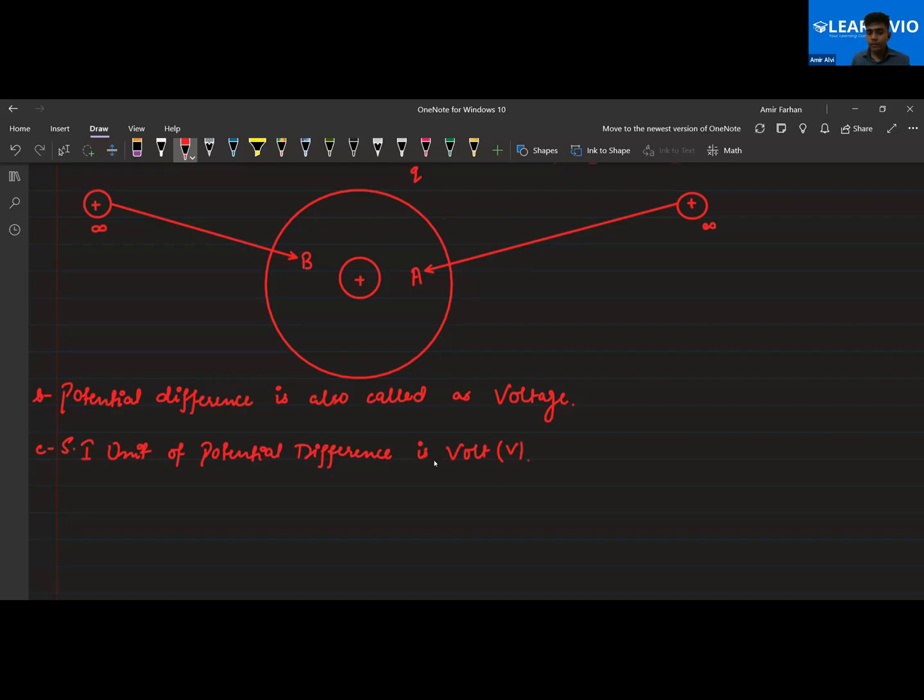Okay. So keep this thing in your mind, whenever you are adding or subtracting the same quantity, the unit will remain. Okay.